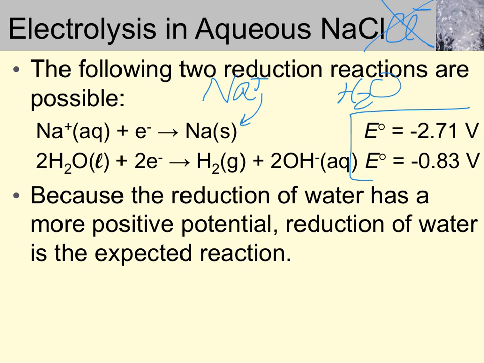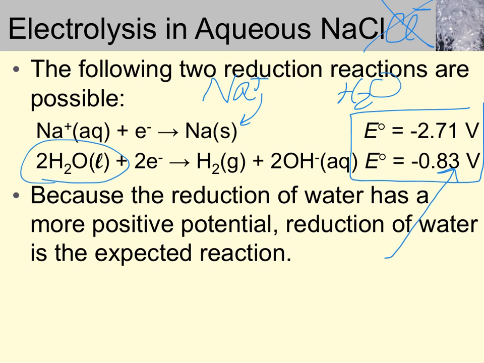So look up the reduction cell potentials for each of these. The one that is the most positive, negative 0.83, the one that requires the least amount of energy, will happen, and that's reduction of water.